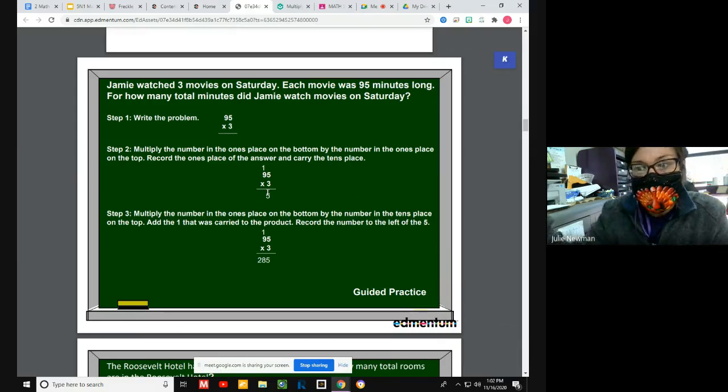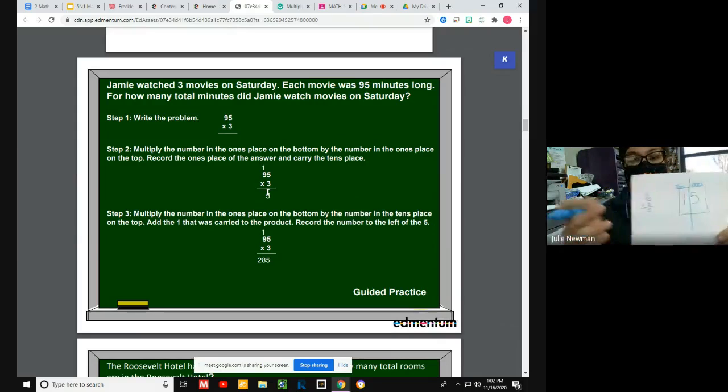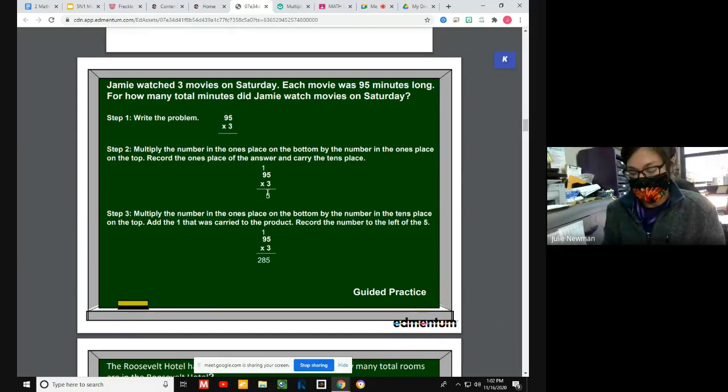Well, we're going to carry that to the tens place, and we're going to put it at the top. So we're carrying it over. Carry the tens place, okay? And it looks just like in our guided practice example, okay?